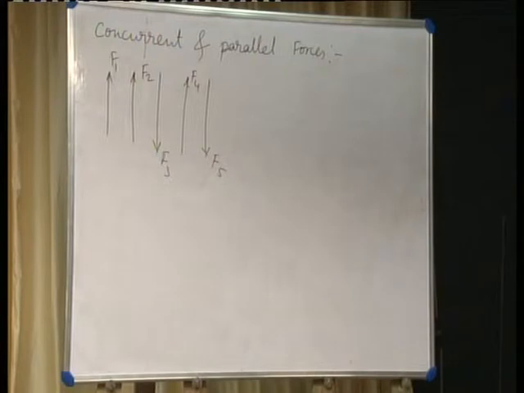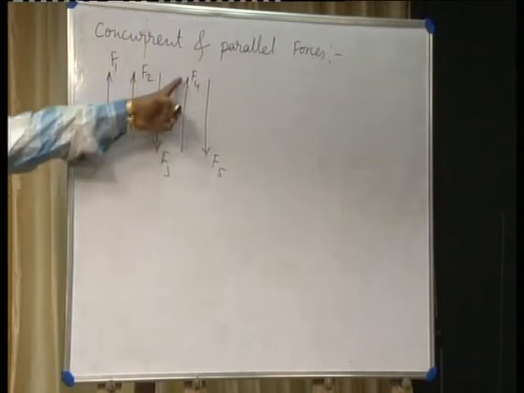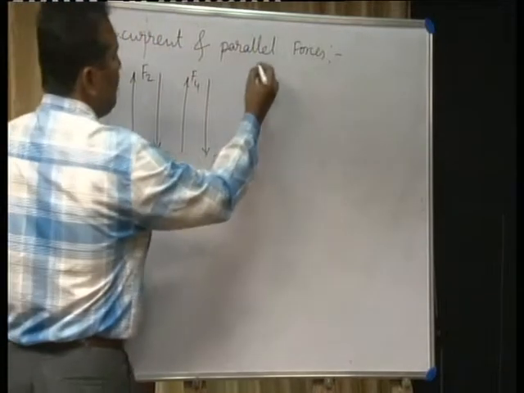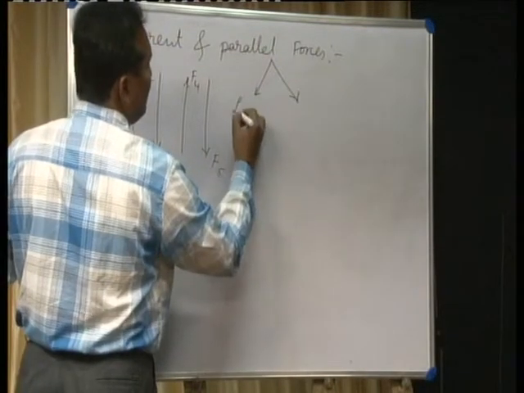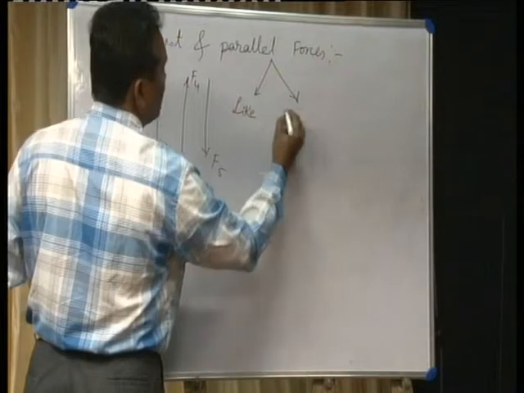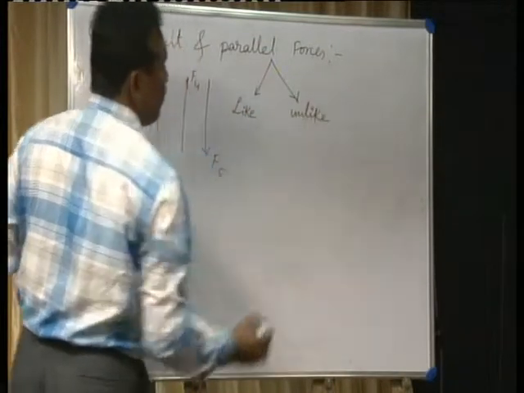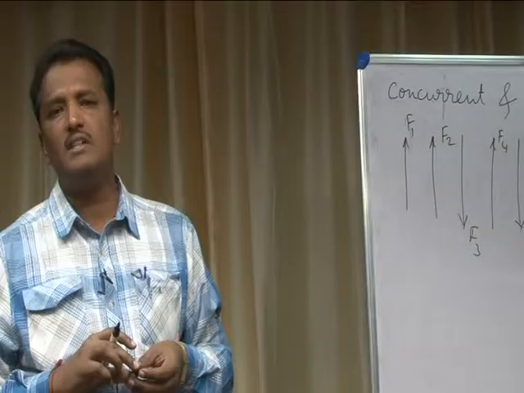If a number of forces act on a body such that their lines of action are parallel to each other, such forces are called parallel forces. Again, these parallel forces are classified into two types. One is like parallel forces, another is unlike parallel forces. Like means same, unlike means not same.